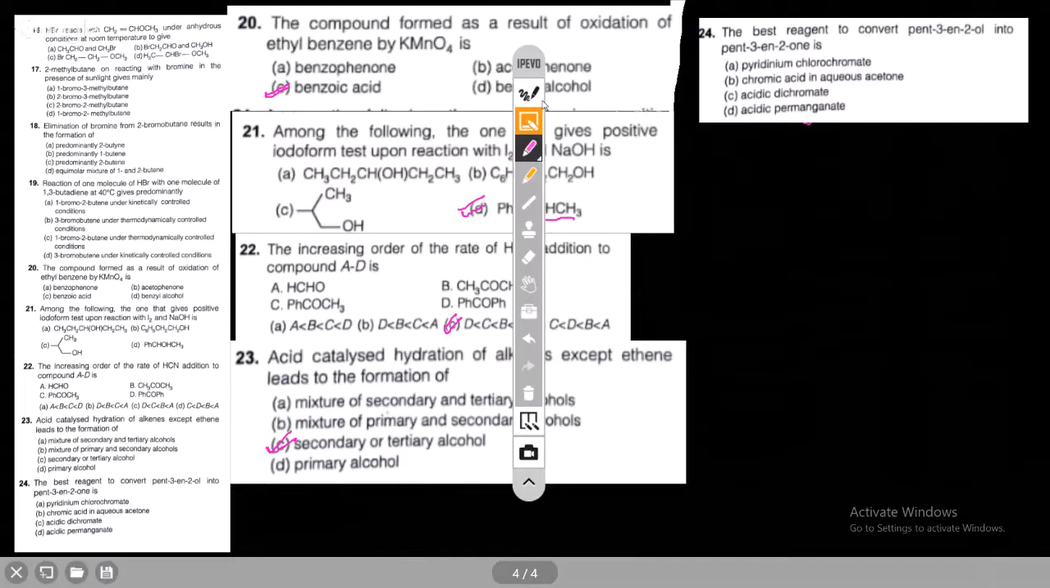I think chromic acid also won't affect the double bond. A and B, I think both are correct in this. The double bond position will be as it is, only the alcohol has to be converted. So PCC won't affect the double bond. Chromic acid also won't affect the double bond. If you see the structure here, CH3, CH2, CH double bond.